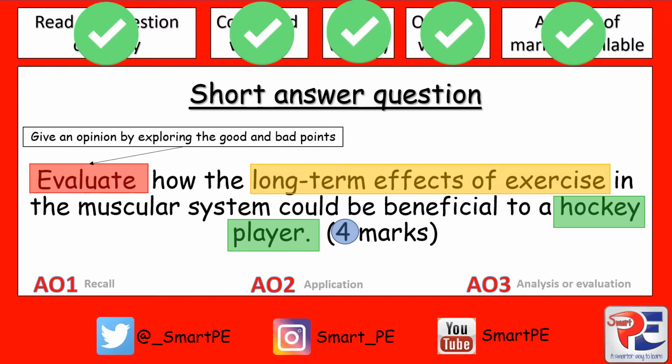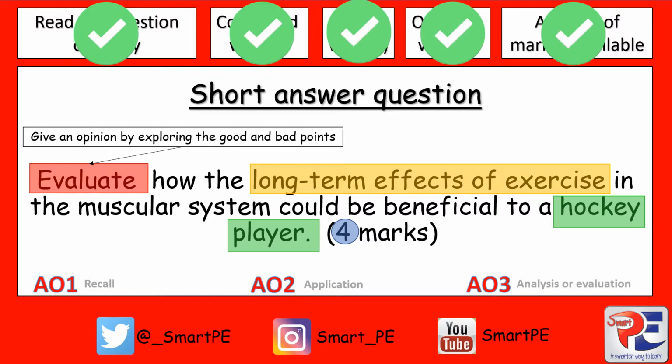As it's an assessment objective 3 question, sometimes I want a little bit more detail. So for example, if this question was state or name a long-term effect of exercise on the muscular system, that'd be an assessment objective 1 question, and that might only need you to say, well, one of the long-term effects of exercise on the muscular system is an increase in strength. As it's an assessment objective 3 question, you would need to say something along the lines of an increase in strength would be a long-term effect of exercise on a muscular system, and then you'd need to give an example. So for example, an increase in strength would allow the hockey player to be able to hit the ball harder. So that would get you 1 mark by following that up with an example.